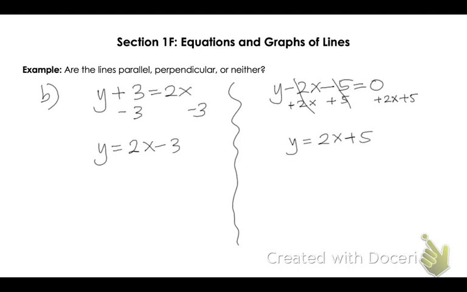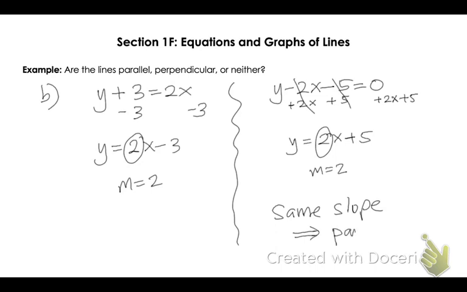Both of those lines have a slope of 2. They have different y-intercepts, but parallel and perpendicular is all about slope. It does not matter what the y-intercepts are. This one has a y-intercept at -3. This one has a y-intercept at 5. Who cares? They both have a slope of 2. They have the same slope, and that means that they are parallel.